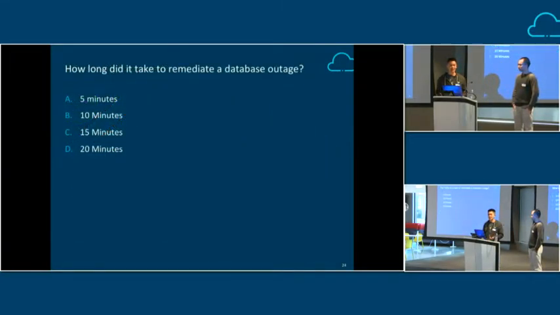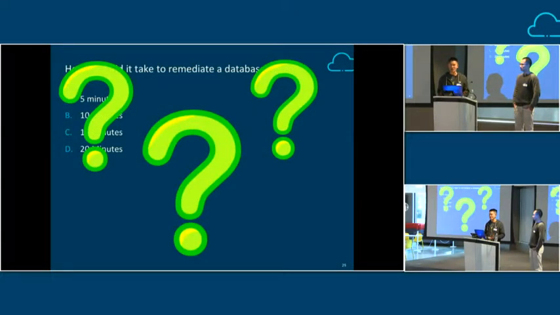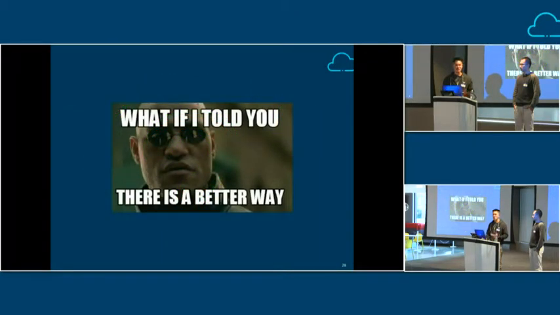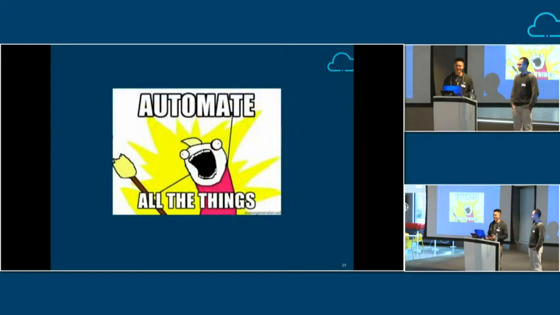So as you can imagine, how long did it used to take to remediate an outage? Well, the answer is we didn't know. Does it happen during the middle of the day, middle of the night? Does our DBA get paged and they get locked out of their computer? Do they spill coffee on their computer? A lot of things can happen. So maybe there's a better way to do it. And we thought, let's throw some automation around the problem.